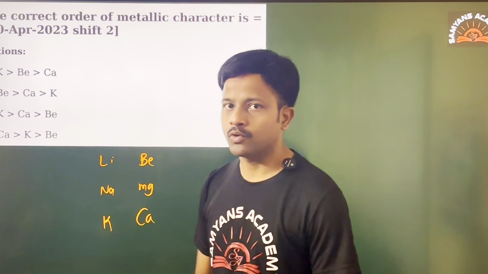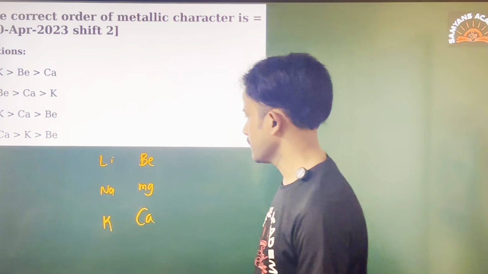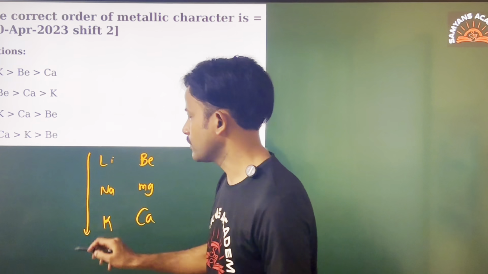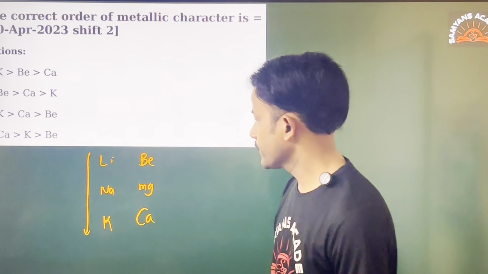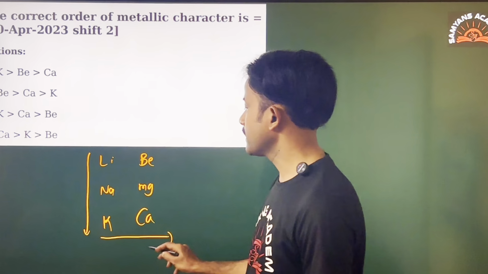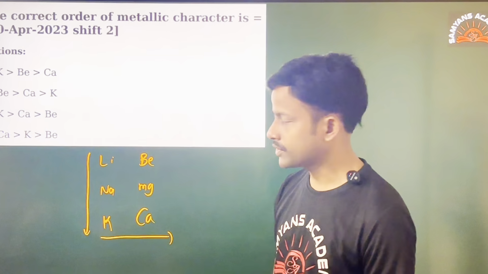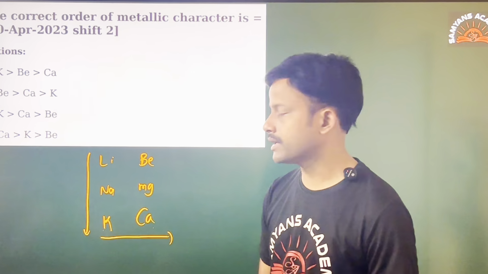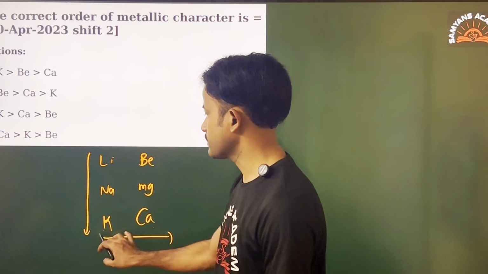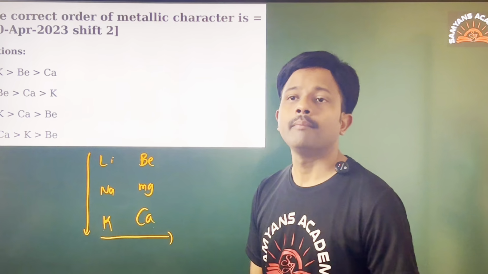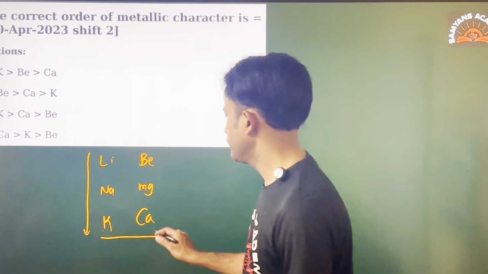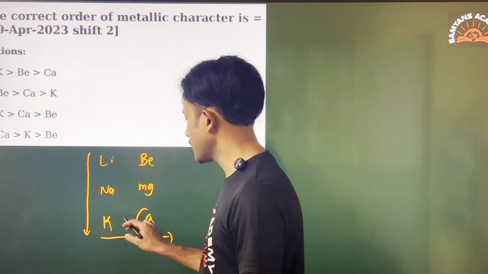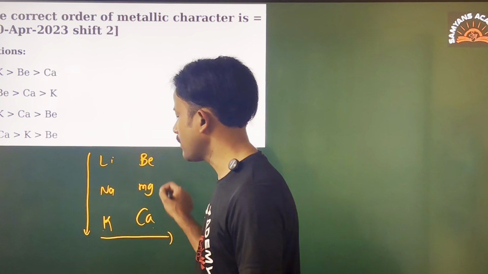First A group elements are more metallic than second A group elements. So down the group, what happens to metallic character? Increases. Across the period, metallic character decreases. Now from potassium to calcium, I am asking, metallic character, what happened? Decreases. Okay, potassium has more metallic character compared to all other elements.